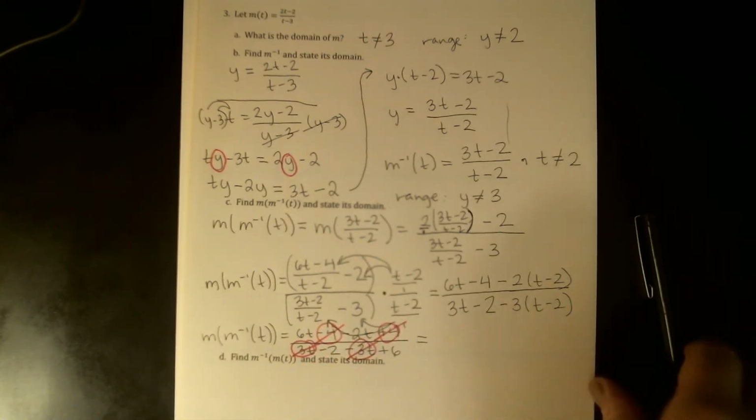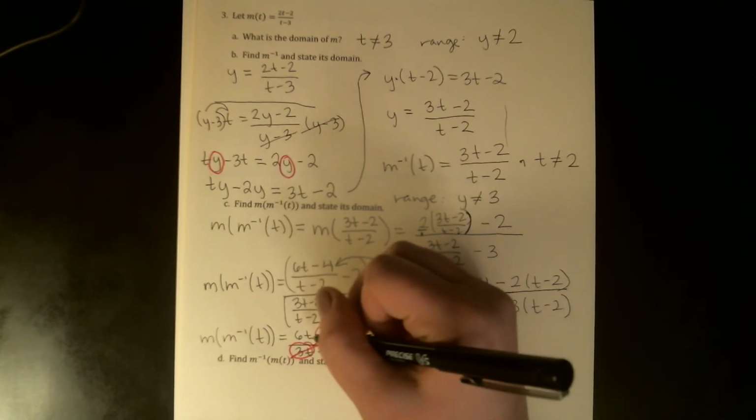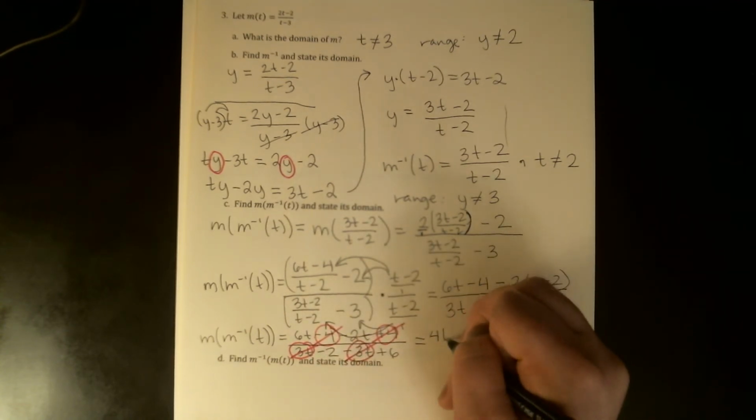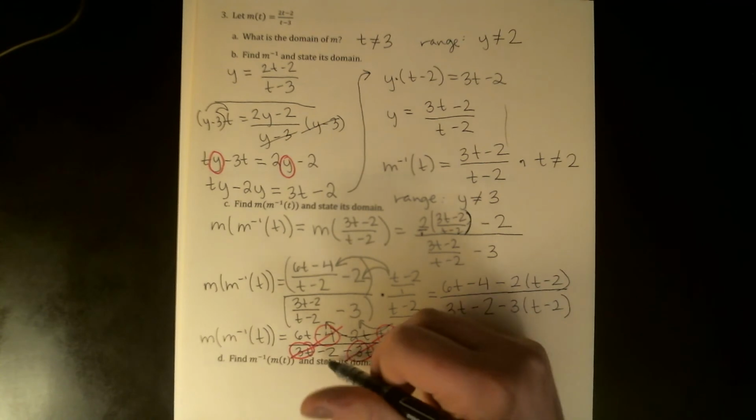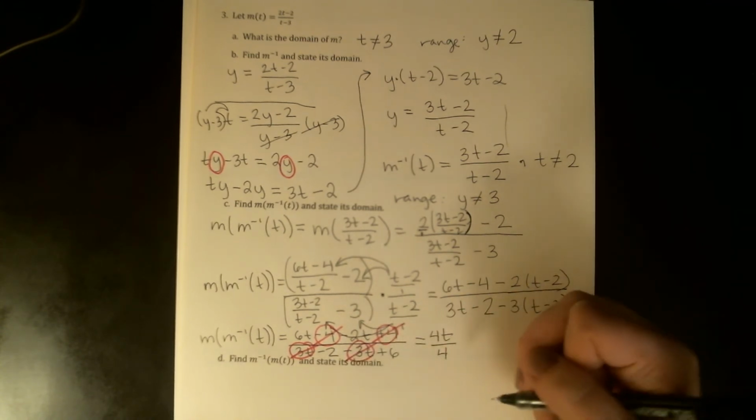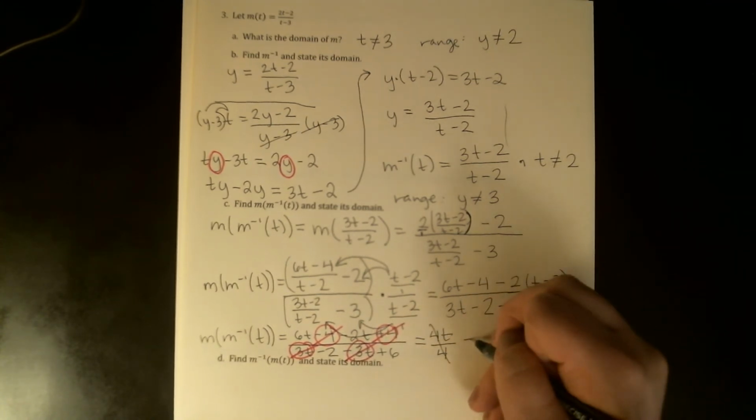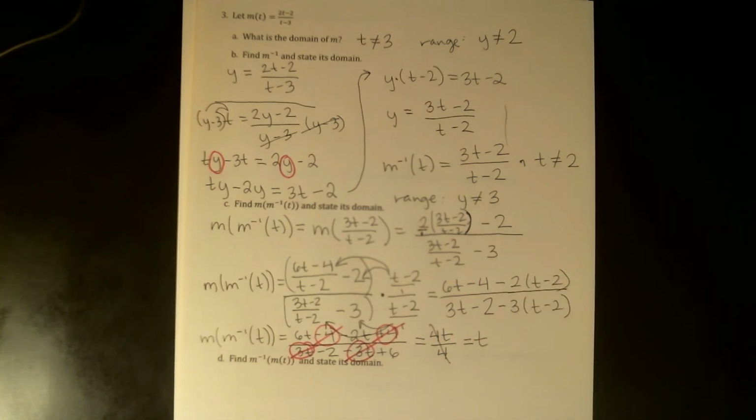So that will drop out completely, which leaves me with a 6t minus 2t, 4t on the top, and a negative 2 plus 6, 4 on the bottom. I then get to cancel out the 4s, and I'm left with just a t. This is what I was hoping for. It was definitely more work than when we're working with a cube root or a quadratic or any of the other ones. The algebra for checking rationals can be a little bit tricky, but you should still get to that t. If you don't, there's a problem.